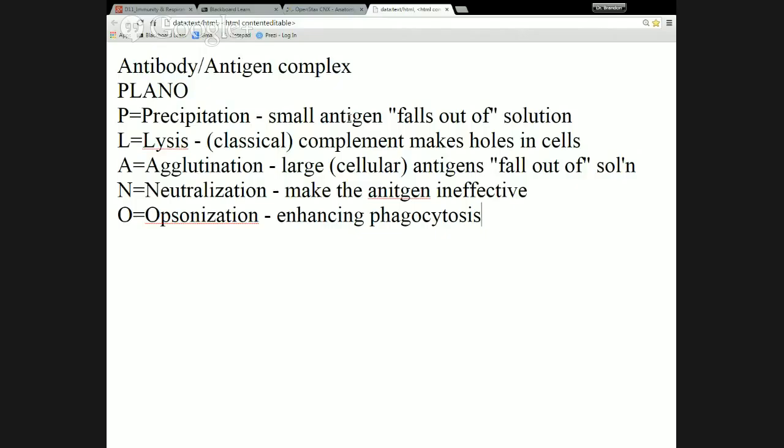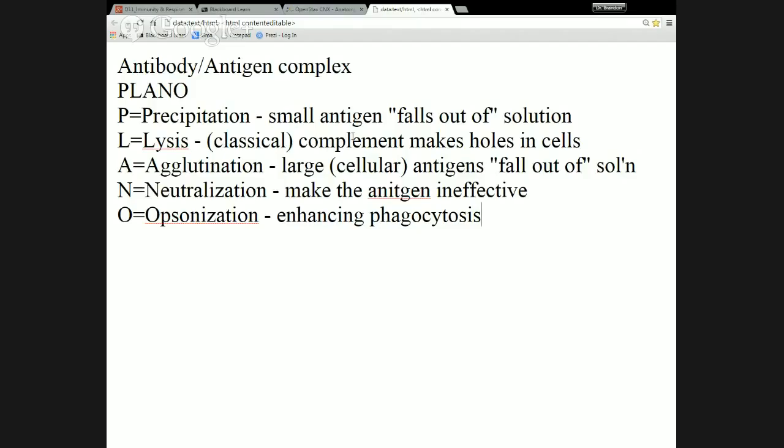When they attach to the surface of an antigen, they have a little marker on them that interacts with phagocytes and makes it easier for the phagocyte to do its job. So that's opsonization. Now, like I said, I added this on to the list because it's something I want to mention by itself. But part of the reason I did that is just talking about PLAN, all of these things end with phagocytosis. So when small antigens fall out of solution, where they go is macrophages come along and gobble them up.